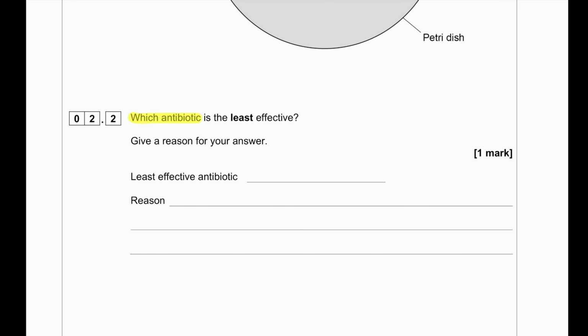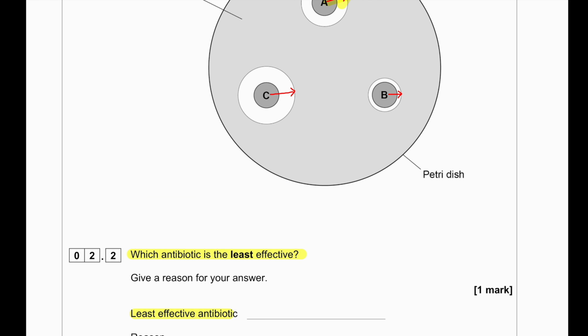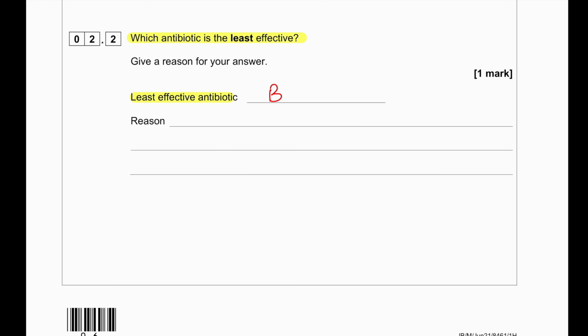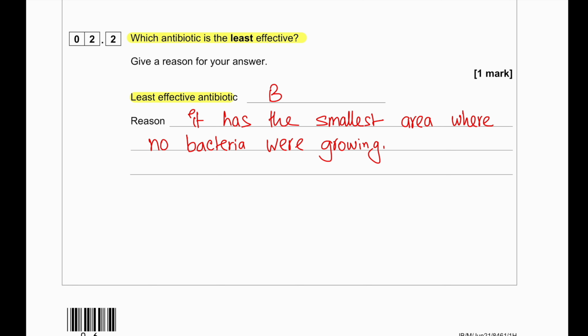Which antibiotic is the least effective? And give a reason for your answer. So the least effective antibiotic is B because it has the least clear region around it. Or an alternative answer for this one will be it kills the fewest bacteria.